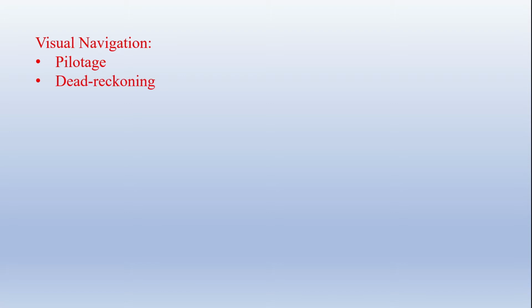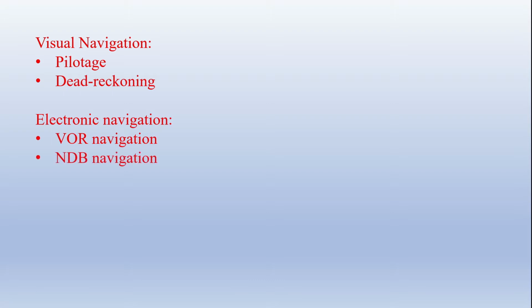There are two broad categories of navigation techniques you can use when you navigate in VFR conditions: visual navigation and electronic navigation. Visual navigation techniques include pilotage and dead reckoning. Electronic navigation techniques include VOR navigation, NDB navigation, and area navigation, or RNAV, which these days pretty much means using a global positioning system, or GPS.